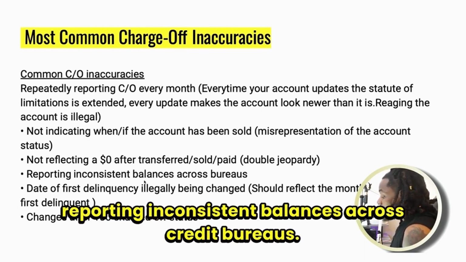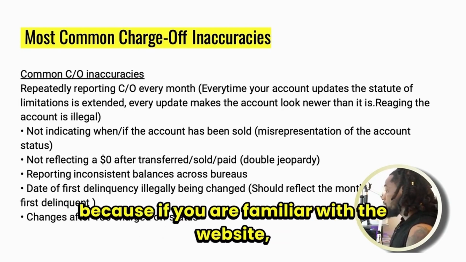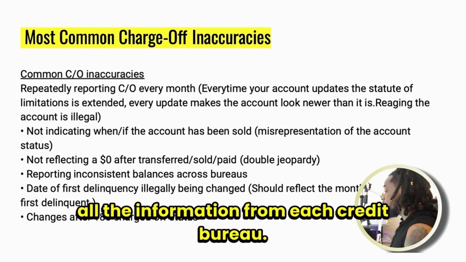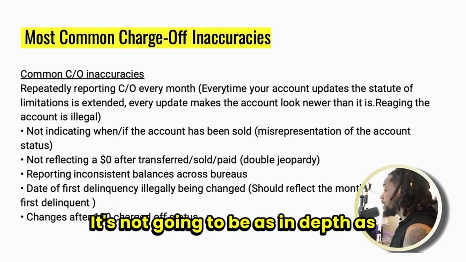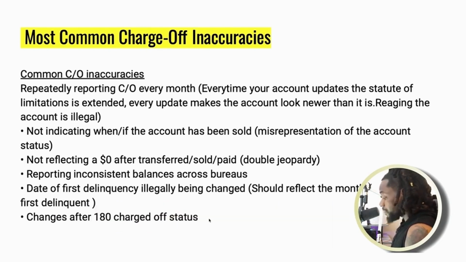Reporting inconsistent balances across credit bureaus. I'm going to pull up IdentityIQ, because if you are familiar with the website, IdentityIQ shows you all the balances and all the information from each credit bureau. It's not going to be as in-depth as annualcreditreport.com, but it'll be good as an example.